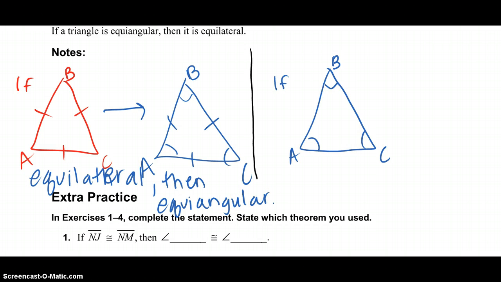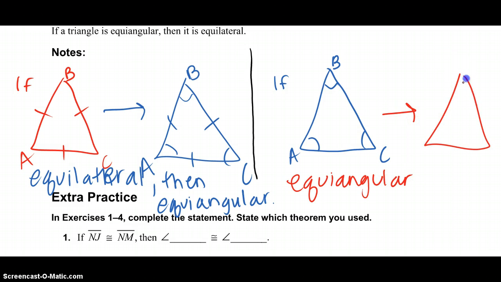And if you look over at the second picture, this says if you're equiangular, then what you can assume is that you are also equilateral. So if all the angles are given congruent, then all the sides are congruent as well. So then you are equilateral.